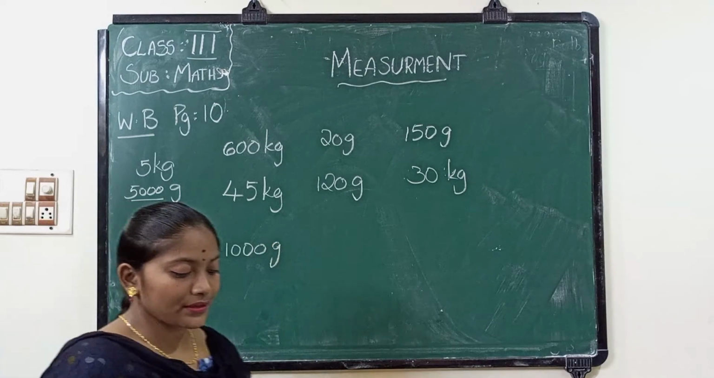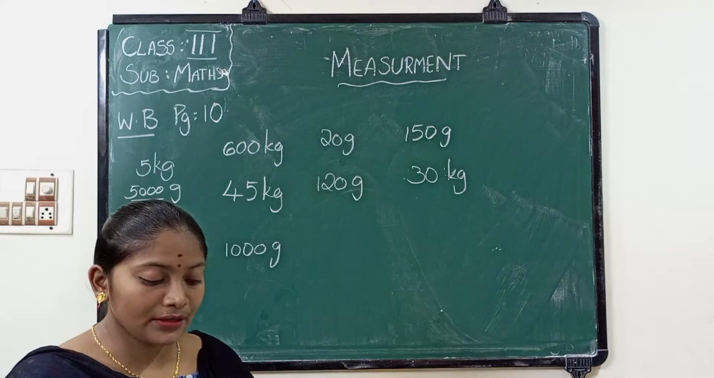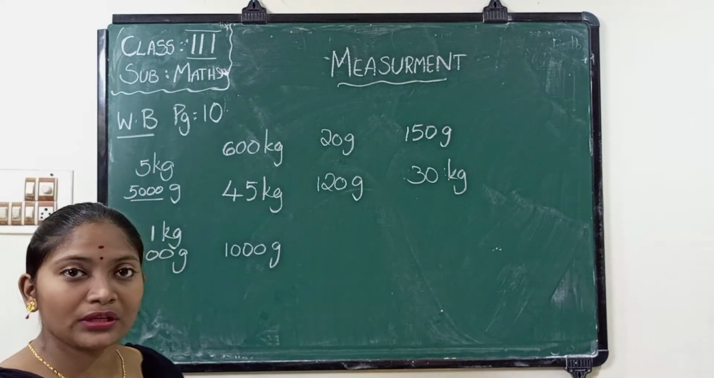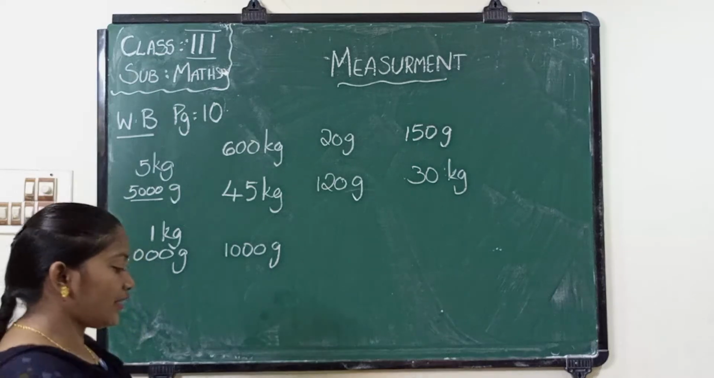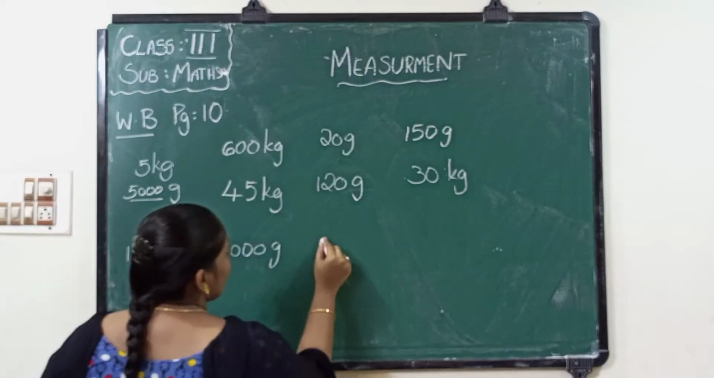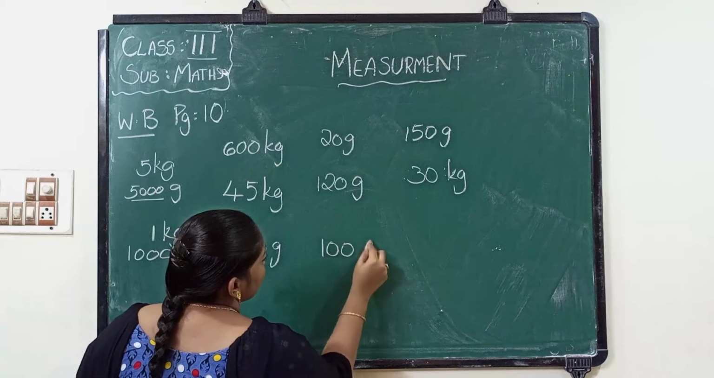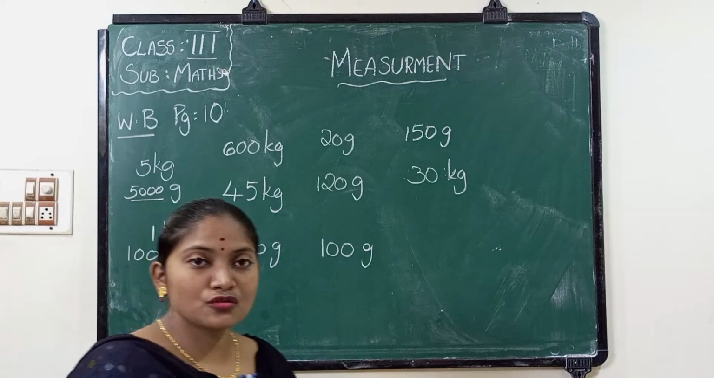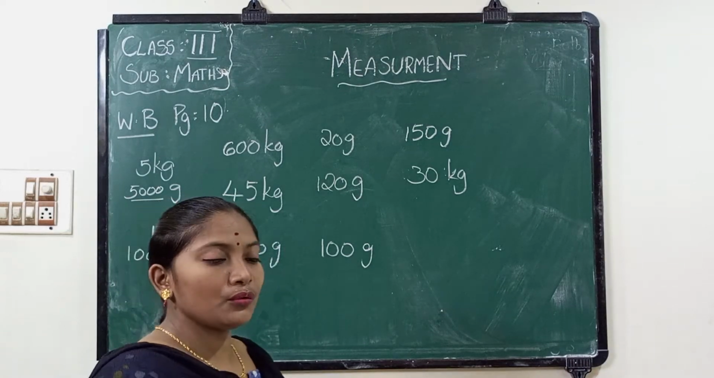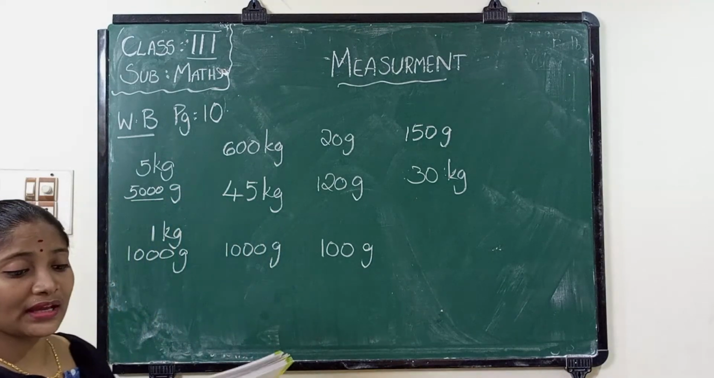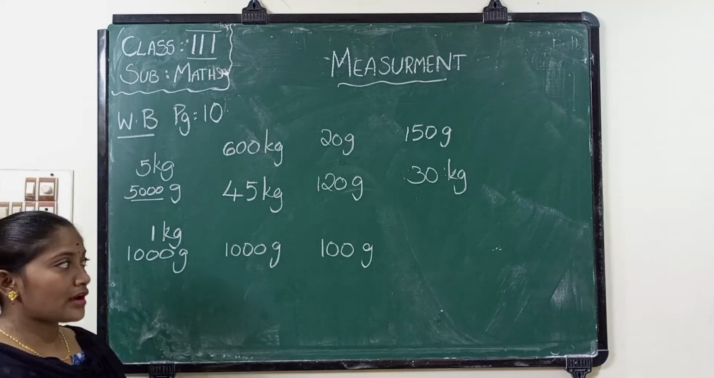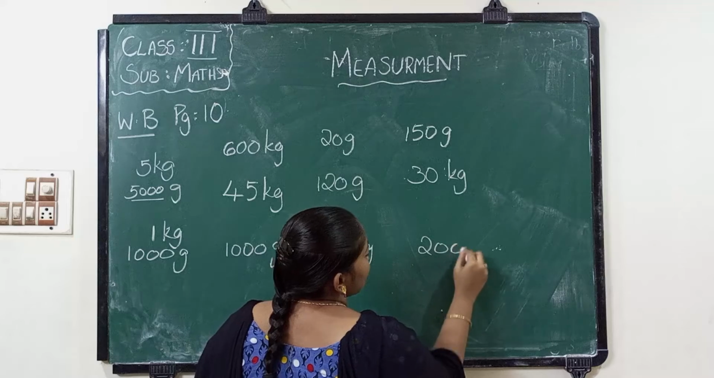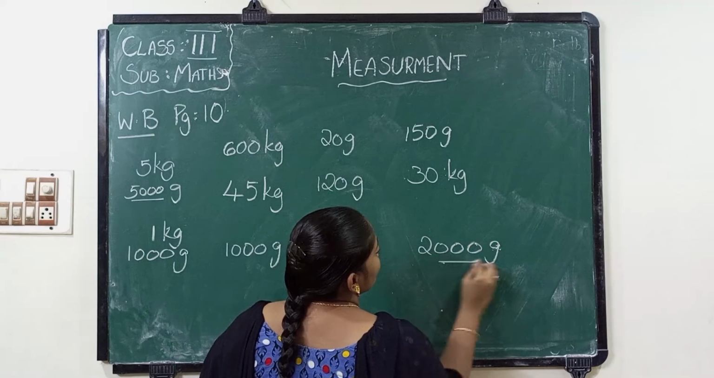Next one, biscuit packet. It is about 2 kgs or 100 grams. It may be 100 grams or 150 grams. It's not about the kg. It's not about the 150 grams. So it is 100 grams. Next one, it's a school bag. Your school bag is most probably 2,000 grams or 20 kgs. It's 2,000 grams. 2,000 grams means 2 kgs.